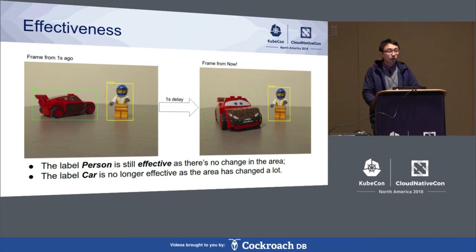And what we do is basically only take the latest frame and compare the content in the detected area with the frame a second ago. And we can find out the person area has no change. So the result is still effectively applied to the latest frame. While regarding the car, well, that's actually Lightning McQueen. He turns his face to us, and that area changes significantly. So this detection is no longer effective, and we simply discard it.